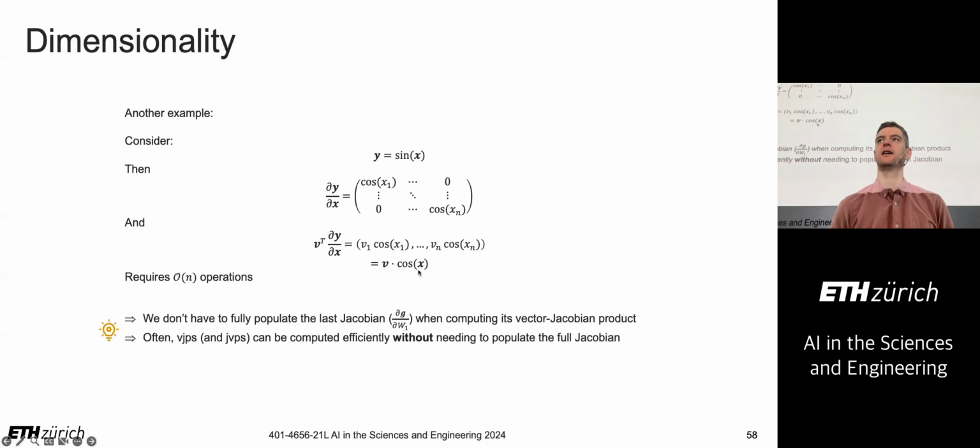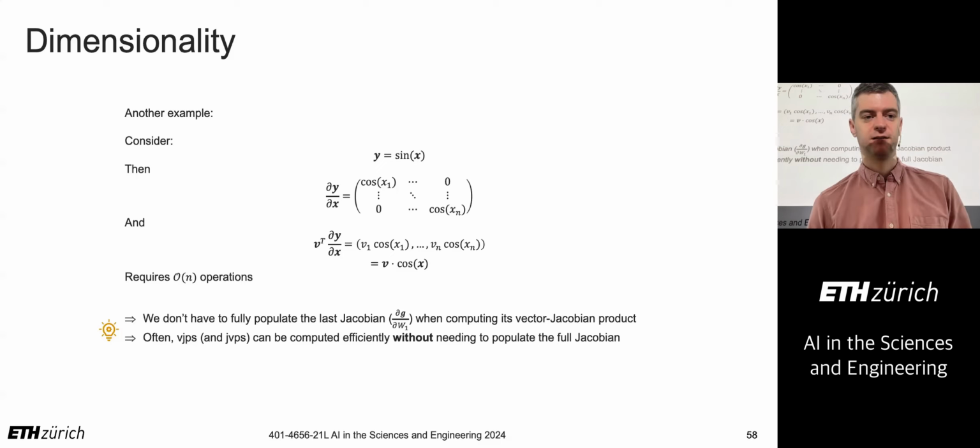Does this make sense, how we can increase the efficiency by cleverly understanding what the structure of the Jacobian is? Yeah. Okay, good.